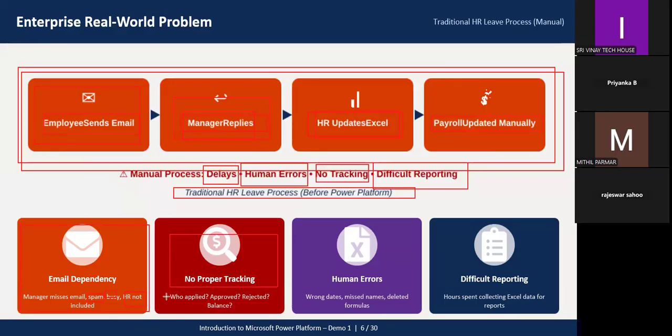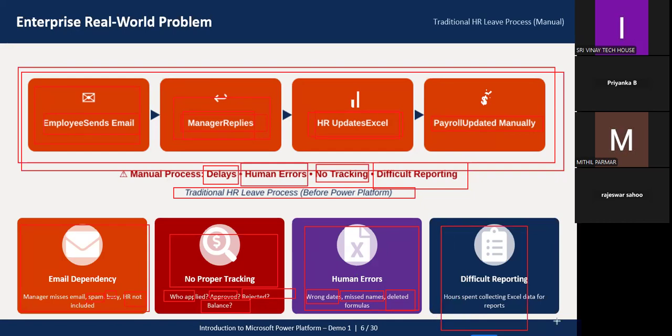While applying a leave, there is no proper tracking, like who applied, who approved, who rejected, what their leave balance is, and the number of days. And there are chances of human errors. While HR is entering the number of leave days, HR may enter wrong dates, missing names, or wrong employee names. Sometimes if HR deletes a formula, it will calculate wrong dates.